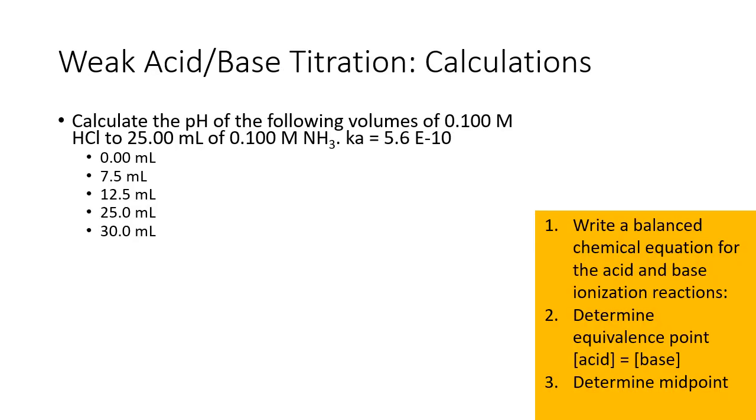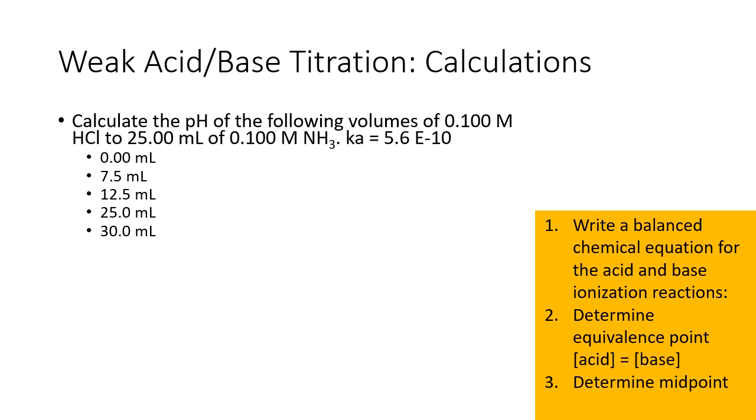Calculate the pH of the following volumes of 0.1 molar HCl added to 25 milliliters of 0.1 molar ammonia with a Ka of 5.6 times 10 to the negative 10th. Now, when we look at a problem like this, we note that we're working with a weak base, and so we're going to have to do ICE tables, and we're going to have to use Henderson-Hasselbalch.